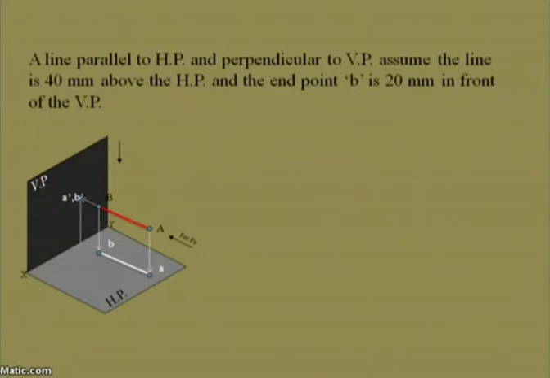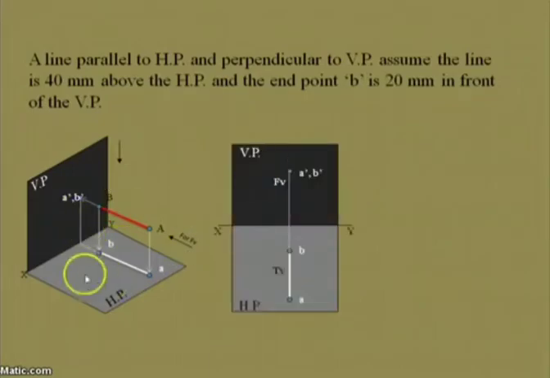Now I am giving the construction lines for our drawing purpose. In front view, this one is the construction line, and this is the top view construction line. This distance, as per the question, is 20 mm, and this distance is 40 mm. Finally, when we rotate the horizontal plane, we get the total orthographic projections for a particular line in this condition.